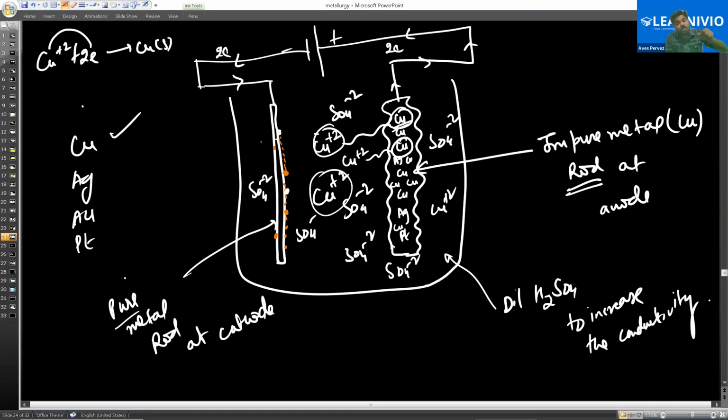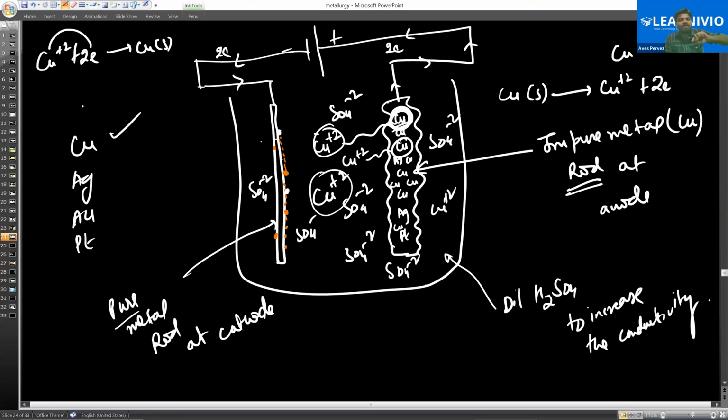Okay. Then in order to maintain the electrical neutrality of the electrolyte, the same amount of copper atoms are converted, because at the anode oxidation always takes place. The same amount of copper atoms are converted into copper ions by losing two electrons. And the copper ion will always go into the electrolyte. It will not remain on the electrode.